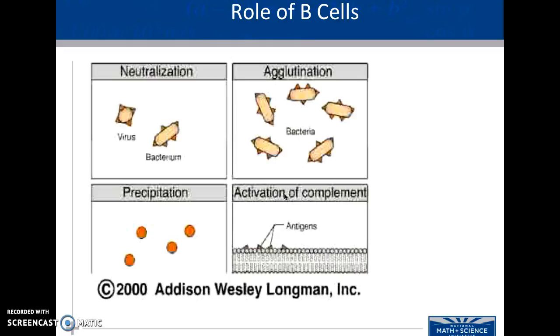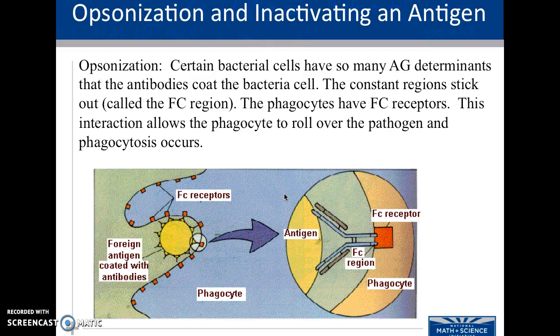Again, just a different image of the thing that we were talking about before. When we start talking more about how we inactivate an antigen, opsonization, certain bacterial cells have so many Ag determinants that the antibodies coat the bacterial cell. The constant regions stick out. We call them the Fc regions, and the phagocytes have Fc receptors, allowing the phagocyte to roll over the pathogen, and phagocytosis occurs.